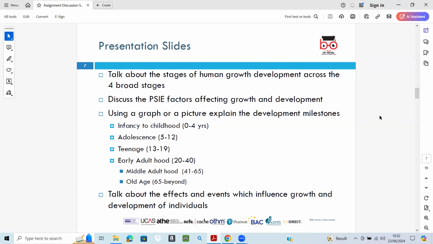Then from slide 3 to 8, we could have stages of human growth and development. In slide 3, we may discuss infancy to childhood, that is from 0 to 4 years. We could involve physical, cognitive, emotional, and social development during this stage.